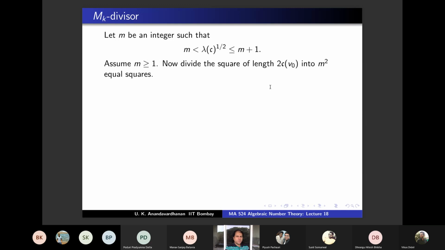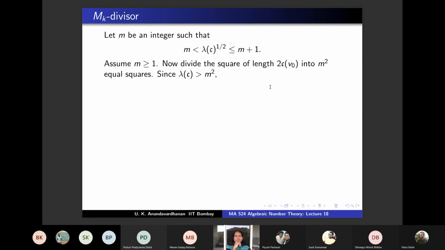Now that m is at least 1, it's an integer. You divide this square that you have considered, of length 2c_v0, into m square smaller squares of equal size. Make a grid of equal size. So what you're doing is take the length, cut it into m equal parts, take the width, cut it into m equal parts, make those squares. So you have got m square squares of equal area.